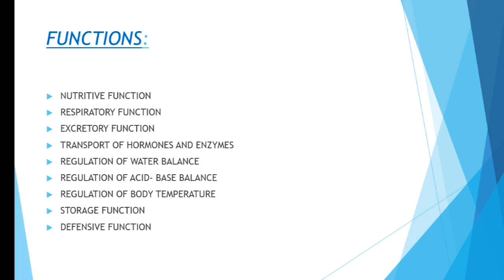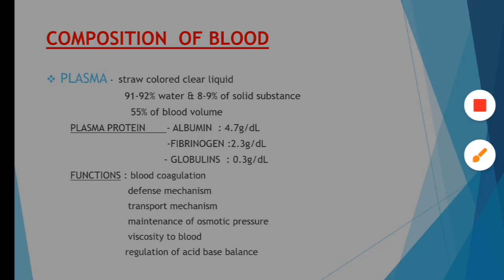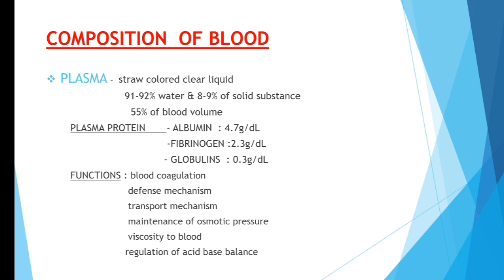We have some different functions of blood, like the nutritive function, respiratory function, excretory function, transport of hormones and enzymes, regulation of water balance, acid base balance, body temperature regulation, storage function, and defensive function. Next, we have the composition of blood.